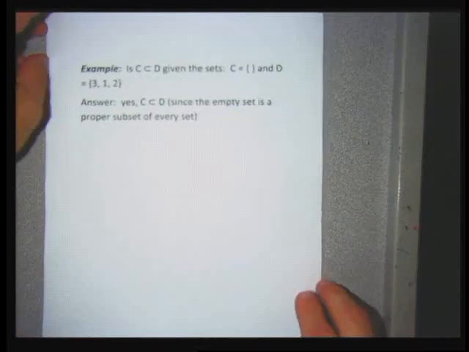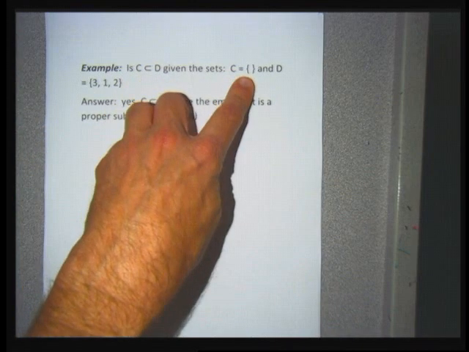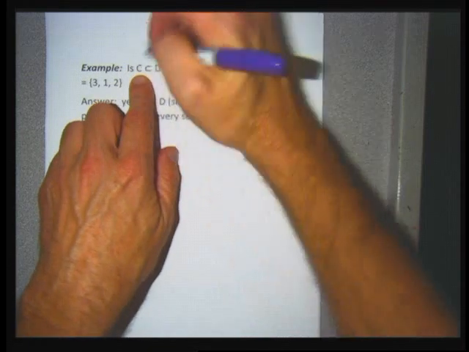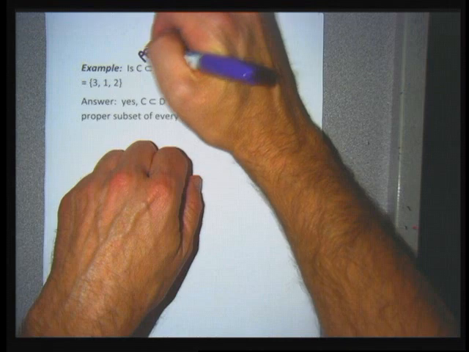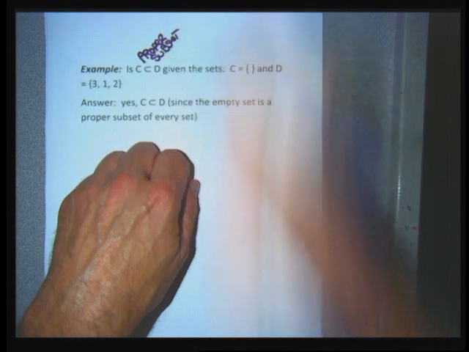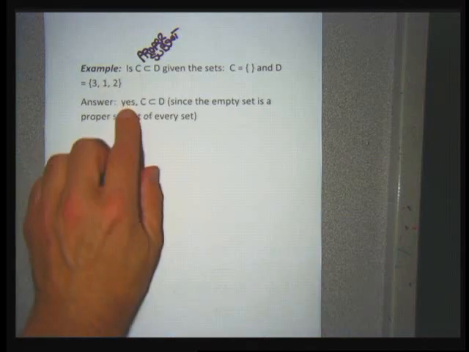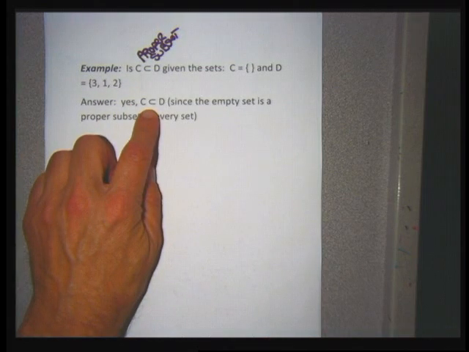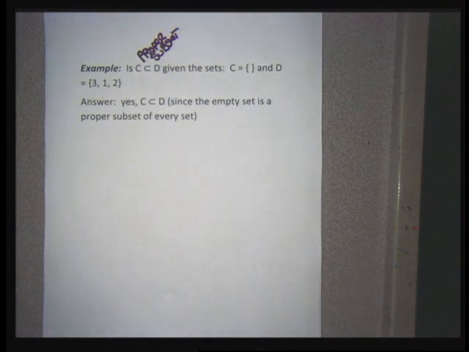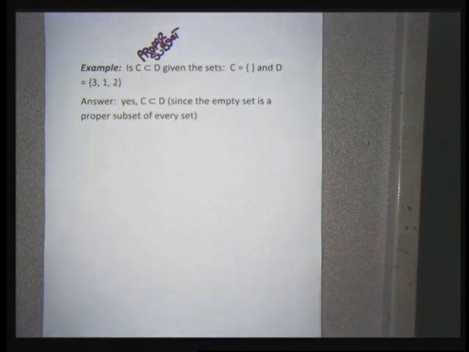And a quick example here: is C a subset of D, given C is the empty set? Look, I just said subset and not proper subset, and that's completely my bad. So is C a proper subset of D, given C is the empty set and D is the set 3, 1, and 2? I'm just going to answer yes, because by definition the empty set is a proper subset of every set, and the empty set is a subset of every set. It's a set, it's not equal, and there isn't anything in set C that's not in set D, so by definition it's a proper subset.